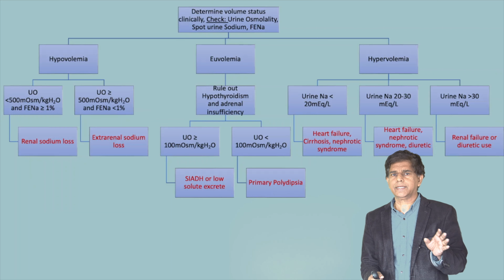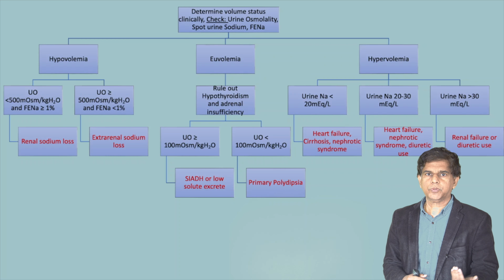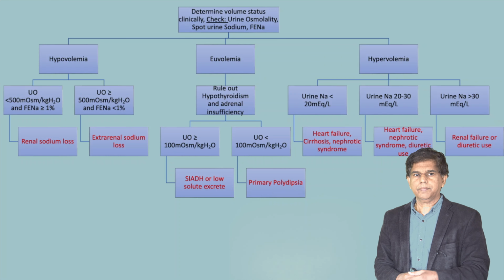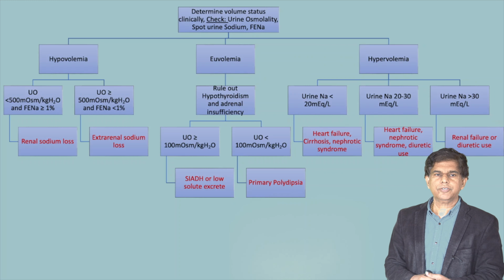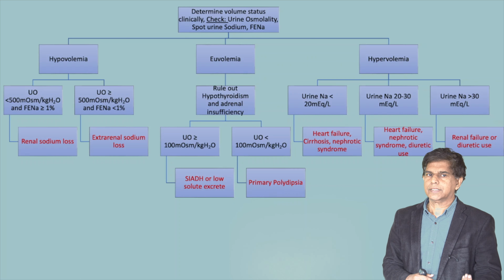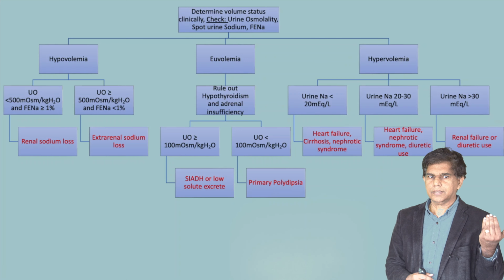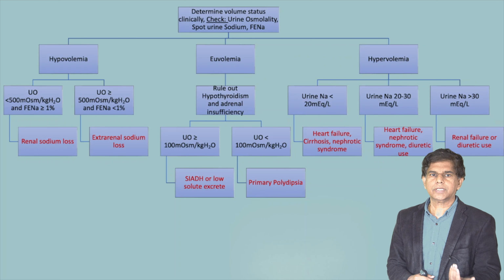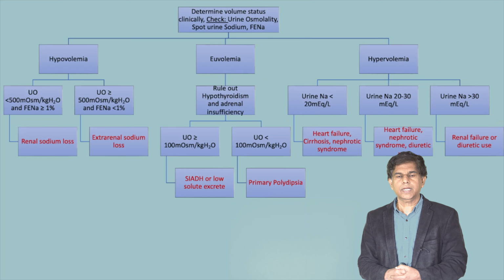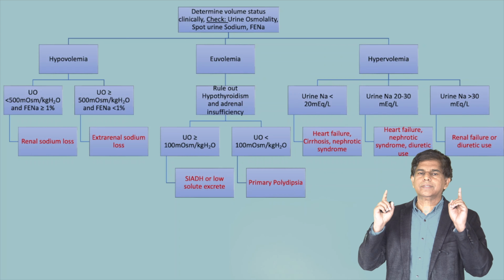The next thing we have to do is determine the volume status, right? You check the urine osmolarity, spot urine sodium, and FeNa. First, if it is hypovolemia, and urine osmolarity is less than 50 and FeNa is greater than 1%, you have to think that's a renal sodium loss, okay? If the urine osmolarity is greater than 500 and the FeNa is less than 1%, you need to think about extra-renal sodium loss.